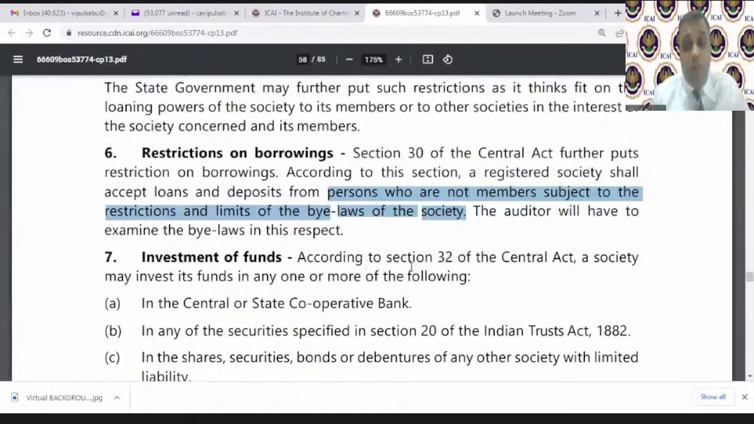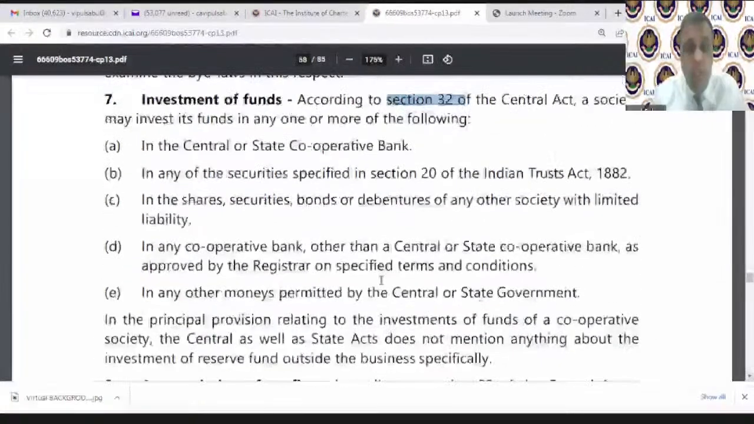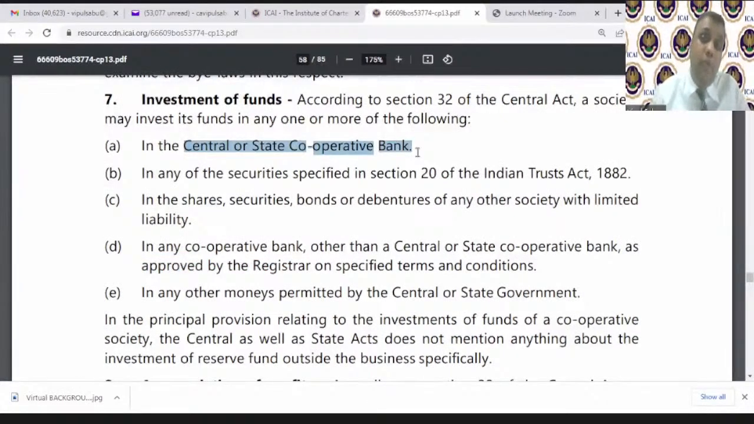And whatever funds the society is having with it, Section 32 states that these funds have to be invested as follows: in a central or state cooperative bank, in any of the securities specified in Section 20 of the Indian Trust Act, in the share, security bonds or debentures of any other society but with limited liability, in any cooperative bank other than a central or state cooperative bank if approved by the registrar. So no permission of the registrar is required if this is a central or state run cooperative bank. But if it is any other cooperative bank, permission of the registrar is required, or in any other funds as permitted by the central or state government.